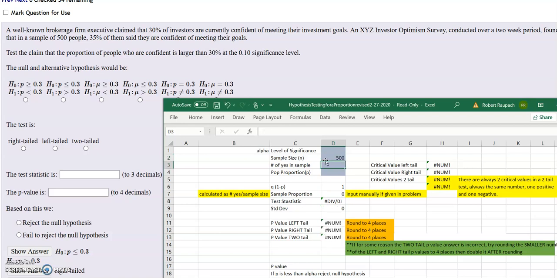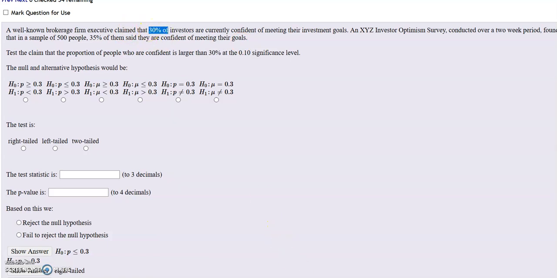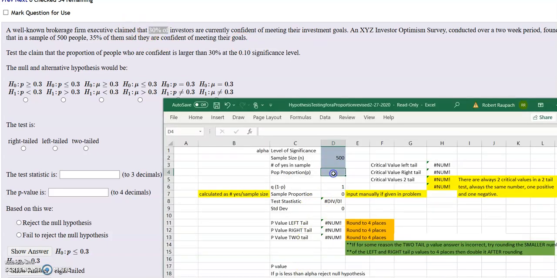Now, I wanted to make this spreadsheet universal. Sometimes they say, well, like 200 of 500 say this, that, or the other, right? But they didn't say that. They flat out just told you 30%, okay? So you just put 0.30 here, because that's the population proportion, all right? You skip the number of yeses in the sample because they didn't tell you that, all right?